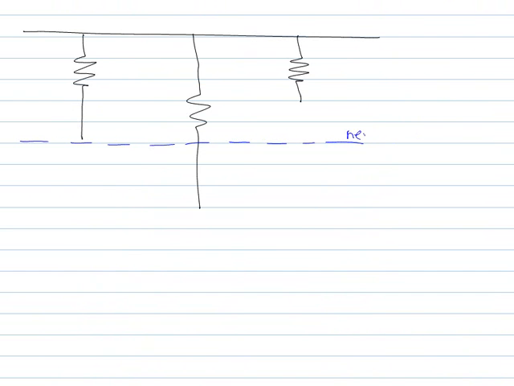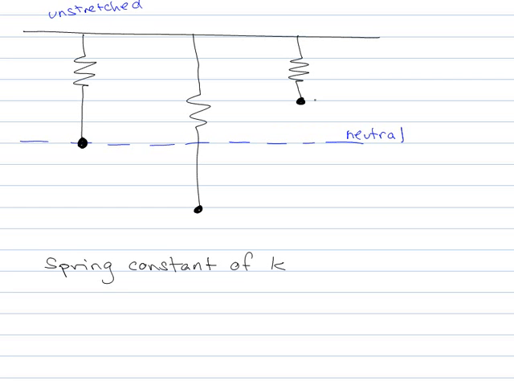Something else you need to make sure you know how to do is to do with springs. So I'm going to draw a spring that's stretched and a spring that's smushed. So I'm going to call this kind of neutral. So this spring is unstretched. And we'll say that all of these springs have a spring constant of K. Okay?